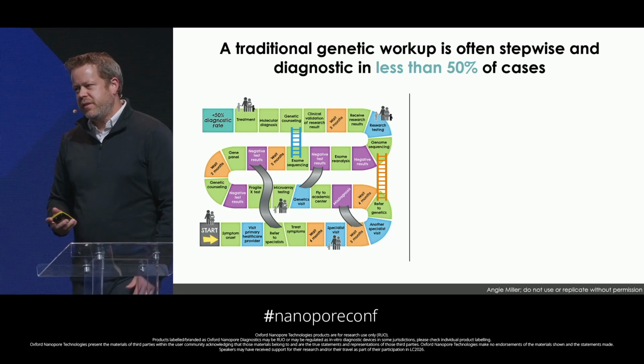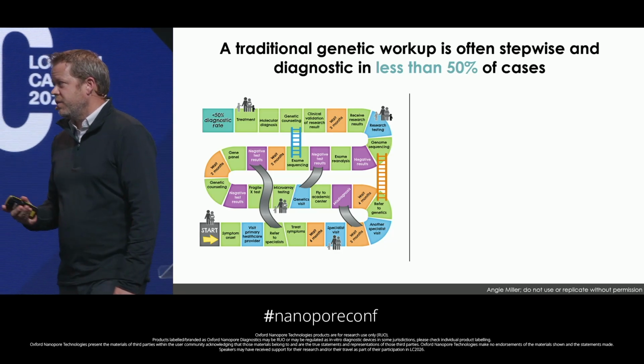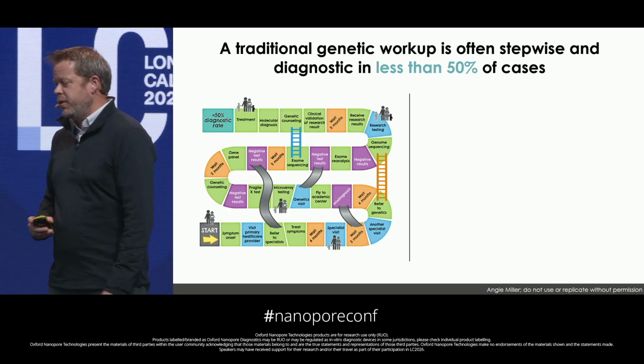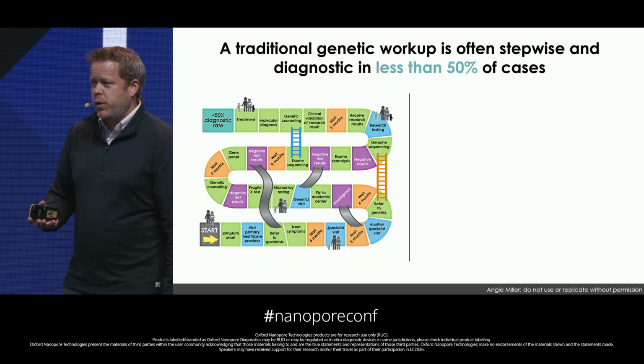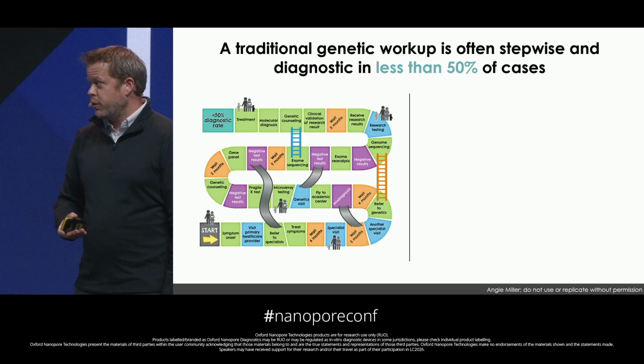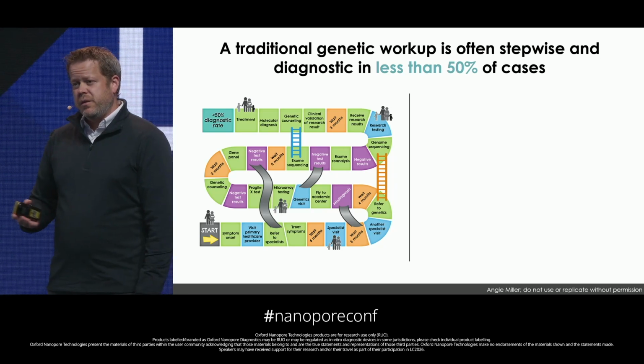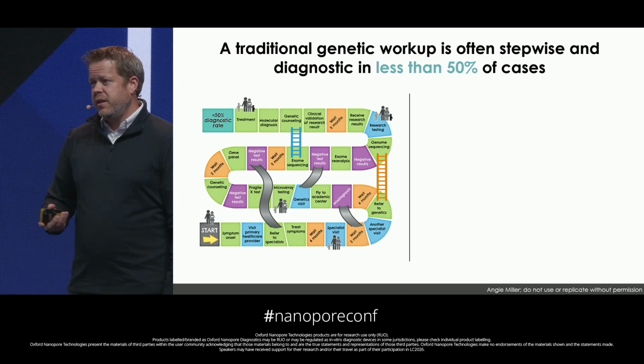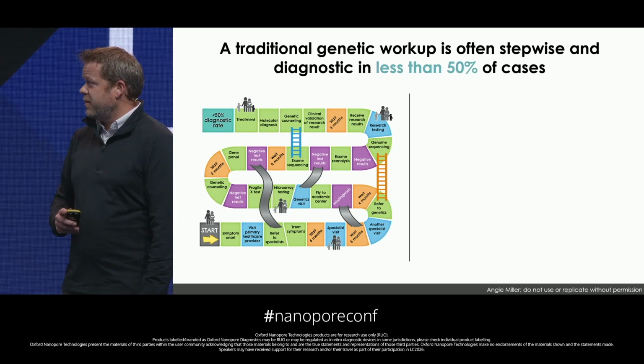So I'm a clinical geneticist. I see patients in clinic. This is a way that we think about the diagnostic odyssey, both in clinic and in the lab. It's a stepwise process. It takes many years to go through. There are sometimes shortcuts. There are sometimes ways that you fall back. And at the end, you have a diagnostic rate that's less than 50%.